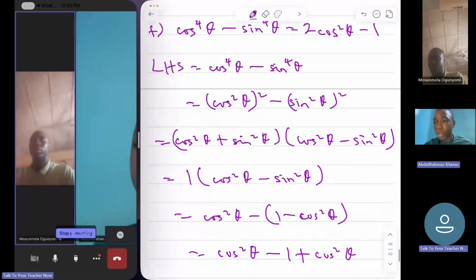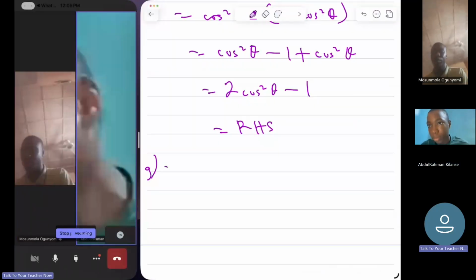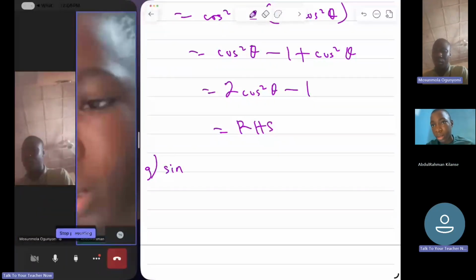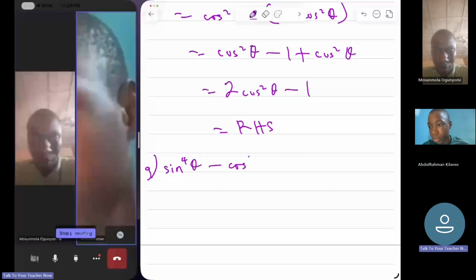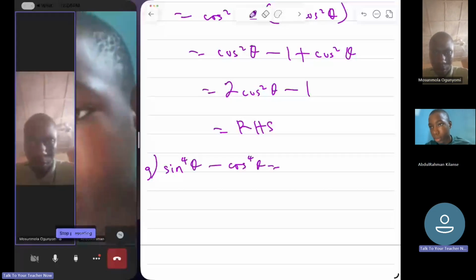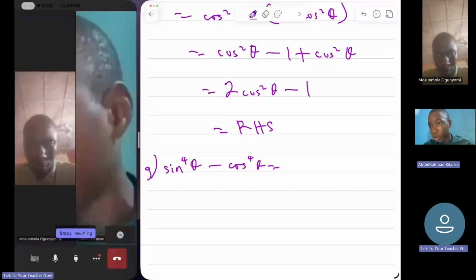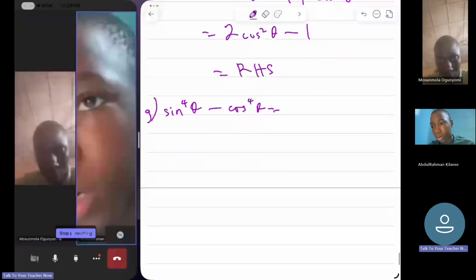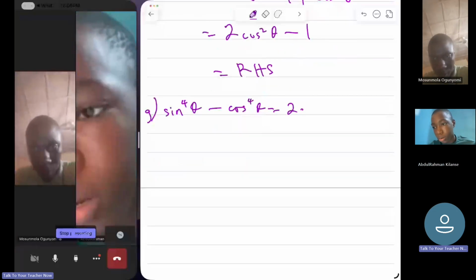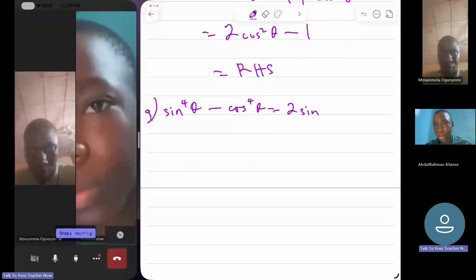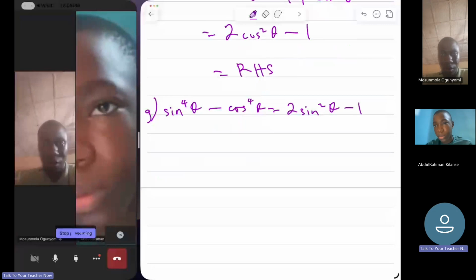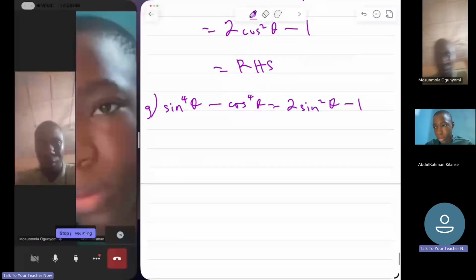Sine squared theta minus 1. Sine theta equals 2 sine squared theta minus 1. Sine theta raised to power what? 4. Minus what? Cos theta raised to power 4. Equals what? 2 sine squared theta minus 1.